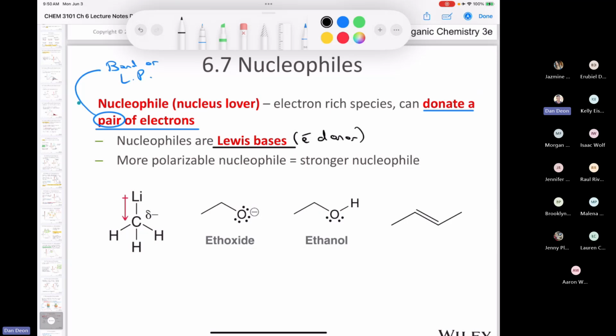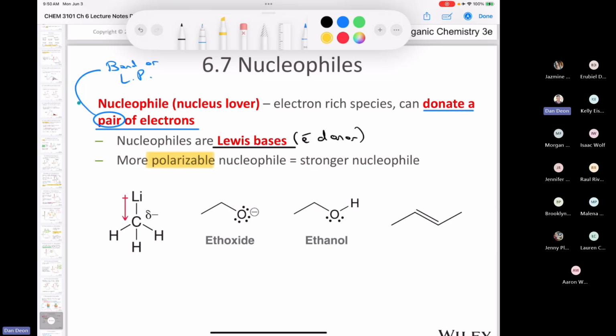Now, it says here a more polarizable nucleophile is going to be a stronger nucleophile. If you don't remember the word polarizable, go back and look at it. It would have been covered in detail in chapter 1. So I told you that as you go down a group, as you go from oxygen to sulfur, let's say, the sulfur is more polarizable. It's able to distort its electron cloud because it's bigger.